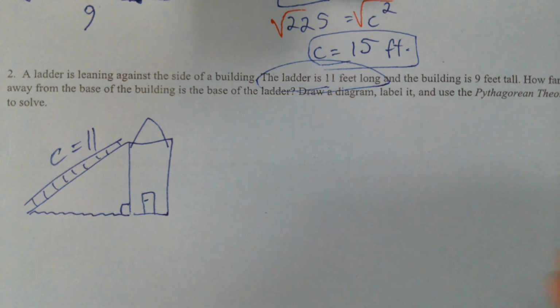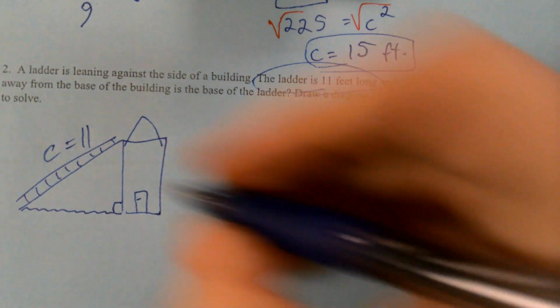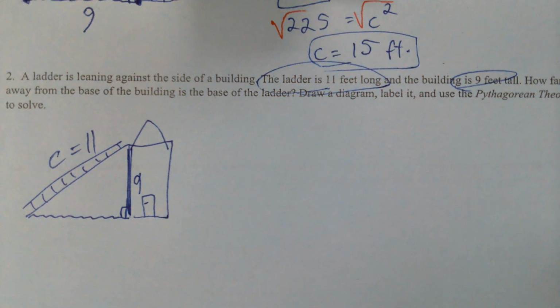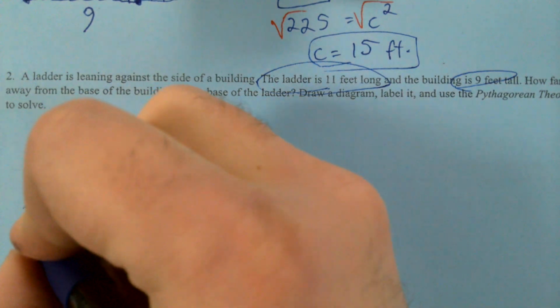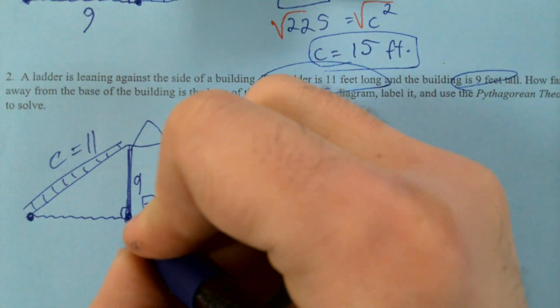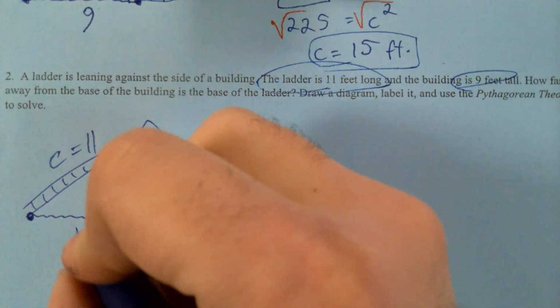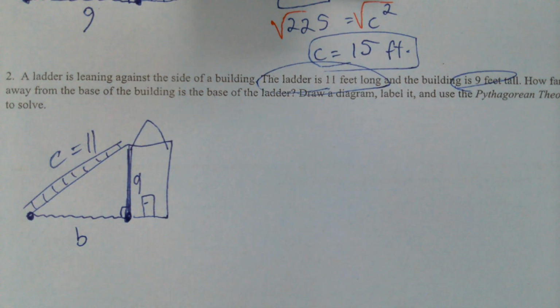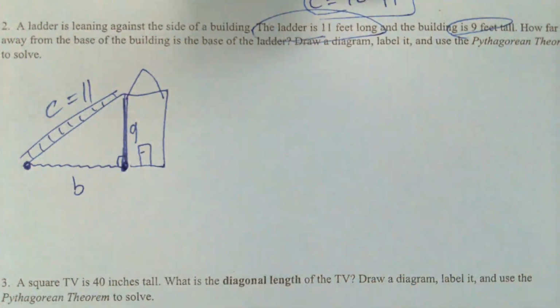Now in this problem, the building is 9 feet tall. That's going to be this distance here. And what we're looking for is how far is the base of the ladder from the base of the building. We'll call that distance B. Now technically you can call it A as well, perfectly fine. But in the notes we focused on solving for B, so that's what I'm going to do here.